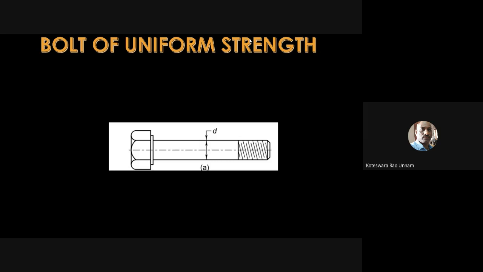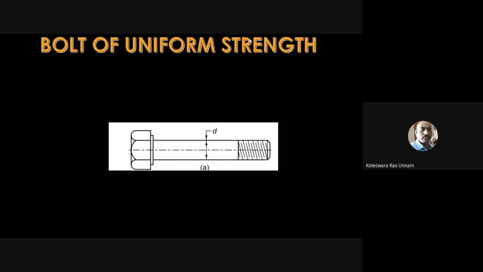Then we'll move on to the next one, which is bolt of uniform strength. This is important from the examination point of view also. You may get some 2 marks questions on this, like what is a bolt of uniform strength and explain it. You will get a question either for 2 marks or sometimes it may be 4 or 6 marks also.